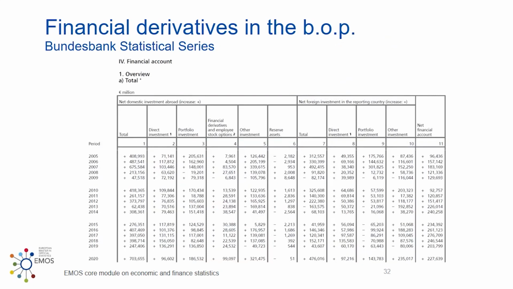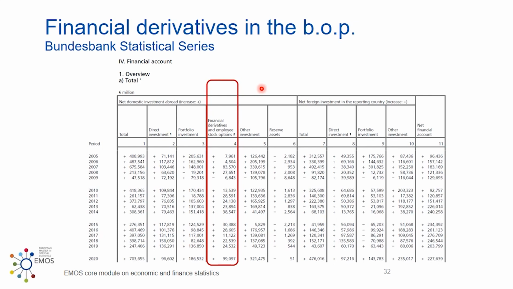In this case, we're going to look at the numbers for Germany, and these are taken from the Bundesbank statistical series. On the left-hand side of the table, you see the transactions in assets abroad from the point of view of Germany. And on the right-hand side, you see the transactions in liabilities abroad from the point of view of Germany again. The time frame goes back until the year 2005.